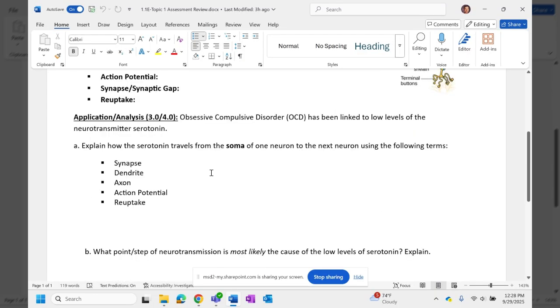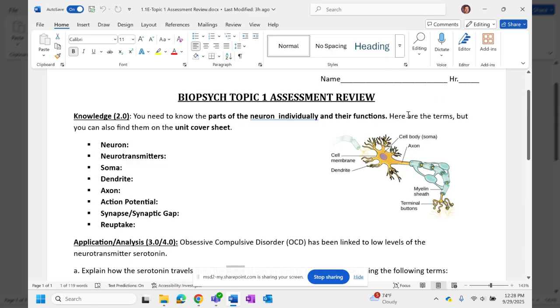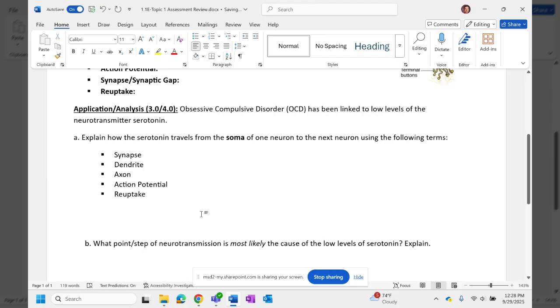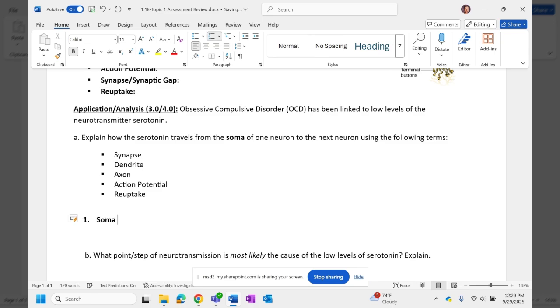But the big thing you need to do is you need to be able to explain the process. So I would say always start with the soma of the neuron. That's the cell body right here, and that's what's going to create the connection. So here's what we're going to do. OCD has been linked with low levels of the neurotransmitter serotonin. So we'll start with the soma of one neuron. The soma sends a signal to release serotonin. That's going to be the cell body that's sending that.